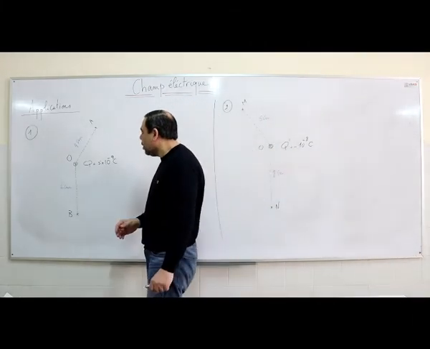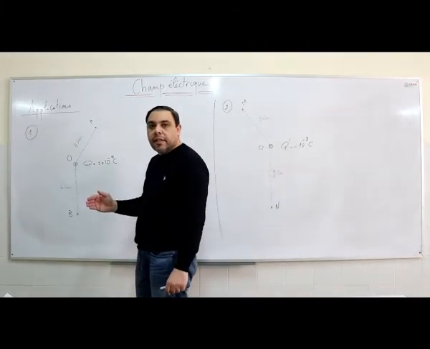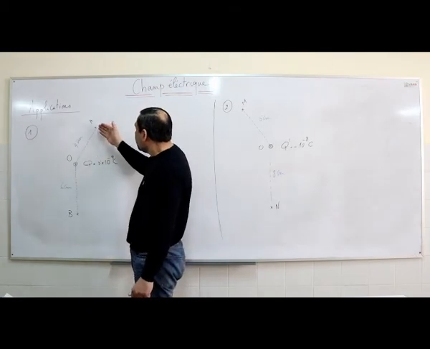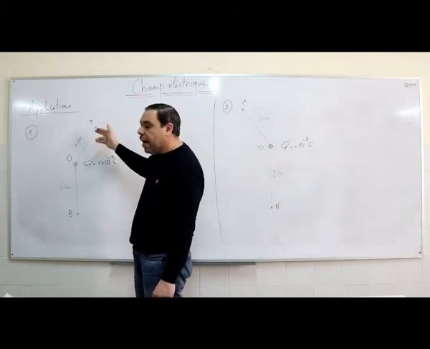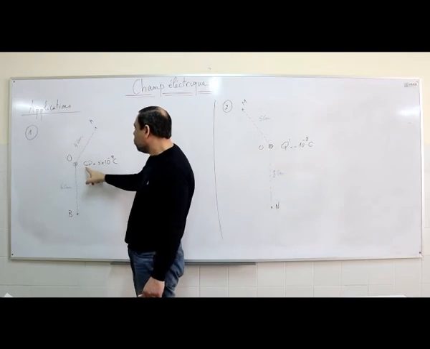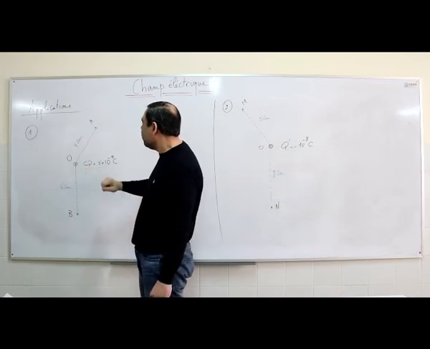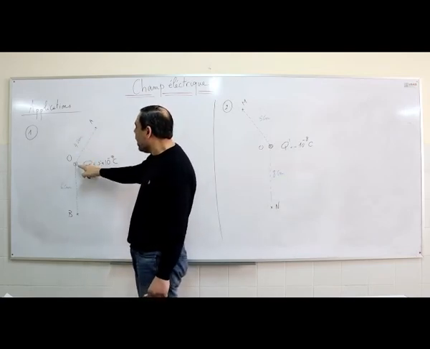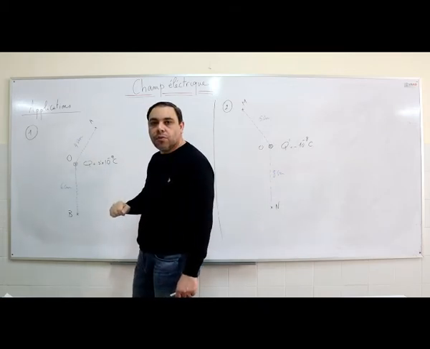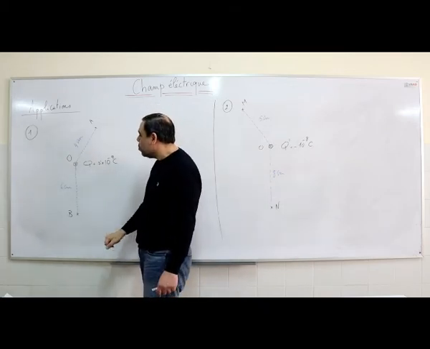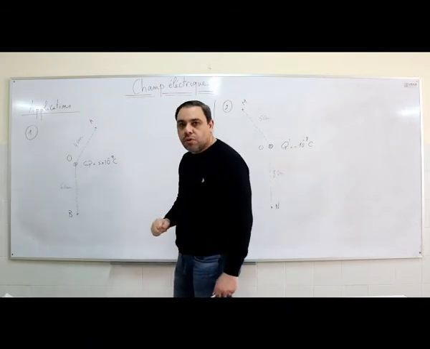Now we're going to consider an application to find and draw the magnitude of the electric field created by a point charge Q equal to 8 times 10 exponent minus 4 coulomb at points A at 4 meters and B at 6 meters from the point charge Q.